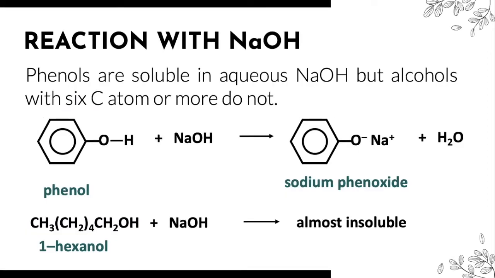Reaction with sodium hydroxide. Phenols are soluble in sodium hydroxide, or it can react with sodium hydroxide, but alcohol with 6 carbon atoms or more do not. For example, we have phenol and sodium hydroxide. The Na replaces the hydrogen atom in phenol, becoming sodium phenoxide, same as in sodium metal here, O minus and Na plus. Sodium phenoxide as well if it reacts with sodium hydroxide, plus water because OH reacts with H plus, so it becomes water as a side product. But straight chain alcohol cannot react with sodium hydroxide, so it is almost insoluble, so this reaction won't happen.